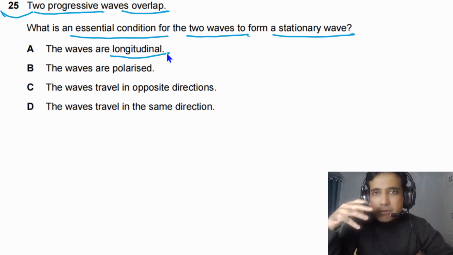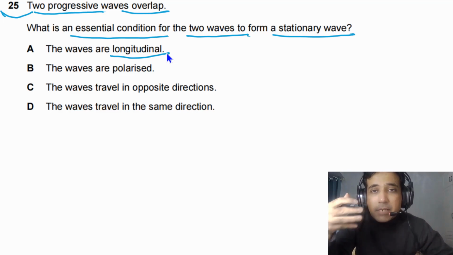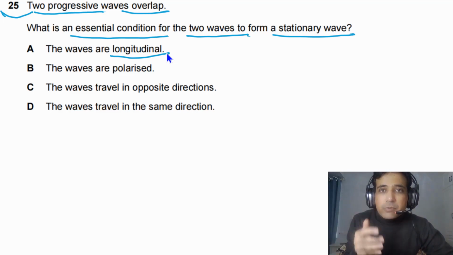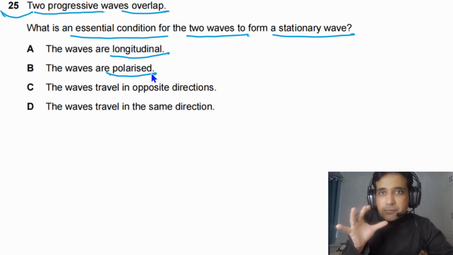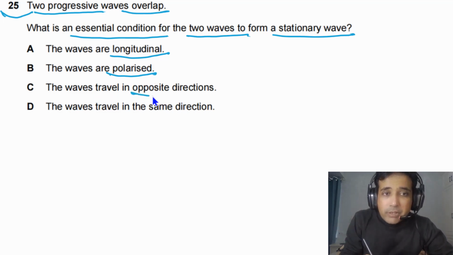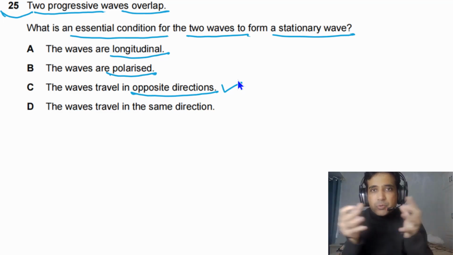This is not necessary. This is not an essential condition, because transverse waves can also form stationary waves. The waves are polarized. This is also not a requirement for the formation of stationary waves. The waves travel in opposite directions. This is the requirement. The waves have to travel in opposite directions.